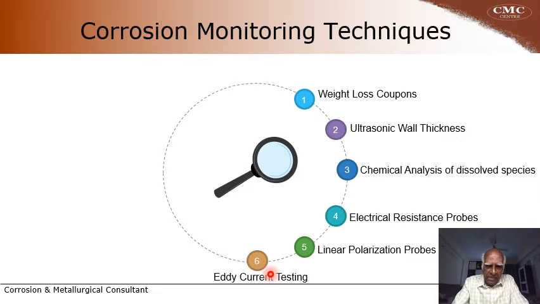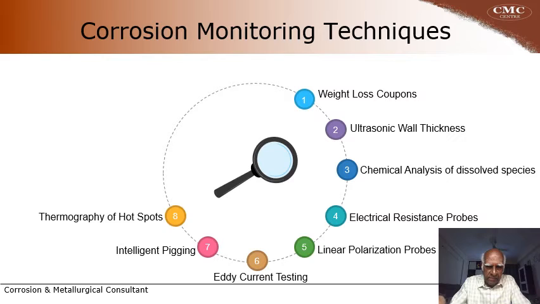Eddy current testing takes care of the magnetic properties of the material of construction, and this is sensitive to thickness reduction and any defects happening. Intelligent pigging is mostly used for pipeline corrosion determination. So you send sensitive pigs inside, and when the pigs come back, you analyze and get corrosion details. Thermography of hotspots is mainly used for high temperature applications. We will not go into further detail on this in this lecture.